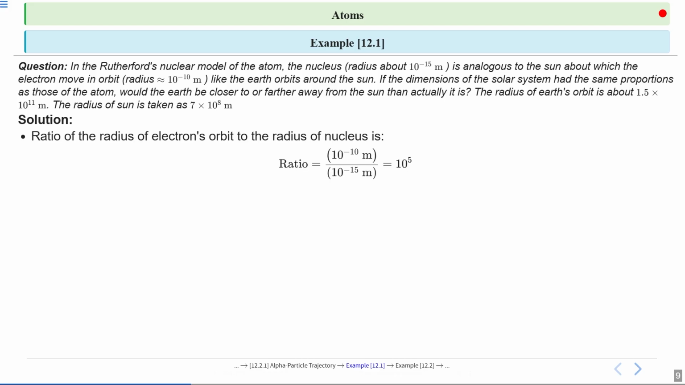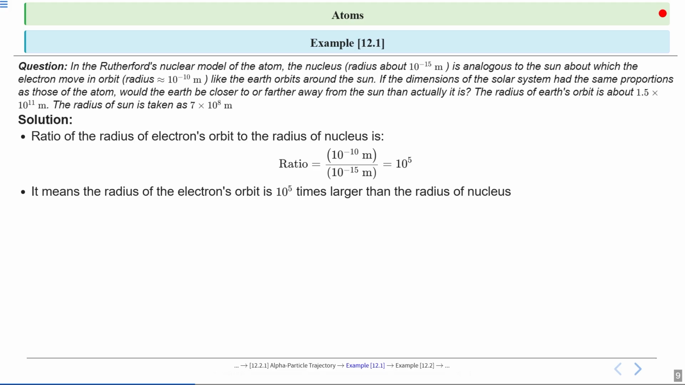Okay, so let's calculate the ratio. We take the electron's orbit radius, which is 10 to the power minus 10 meter, and divide it by the nucleus radius, or nucleus size, which is 10 to the power minus 15. This gives us a ratio of 10 to the power 5, which is 1 lakh. This means the electron orbit is 1 lakh times bigger than the nucleus.